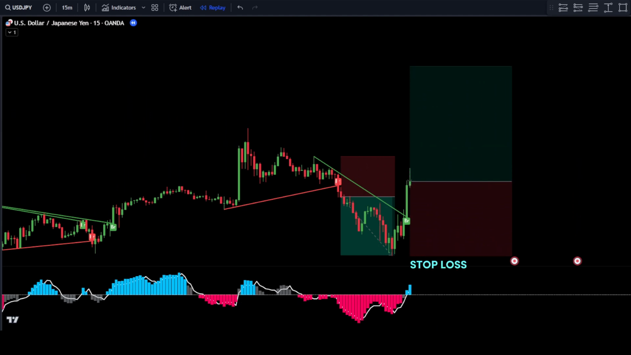Place a stop loss at the last swing low. Use a take profit target with a risk-reward ratio of 1 to 1.5.